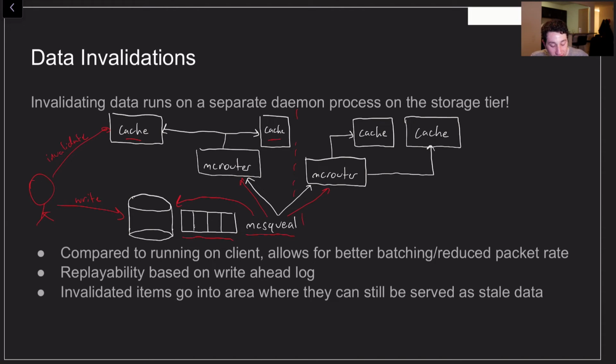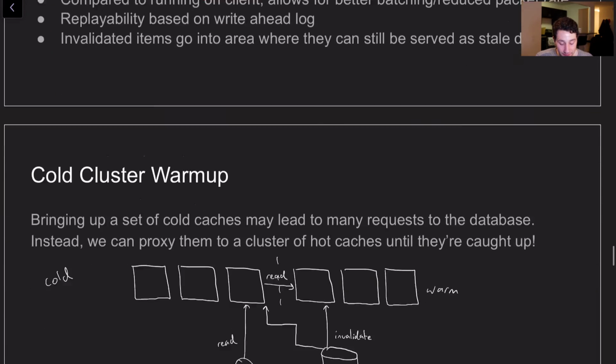Another nice thing about operating MC_squeal on the write-ahead log is that if we have a client over here that's responsible for invalidations and it goes down before the invalidation can be achieved, now there's no invalidation. That being said, MC_squeal is something that can run on a persistent write-ahead log, so replayability is going to be a lot better because the write-ahead log is ultimately kept on disk.